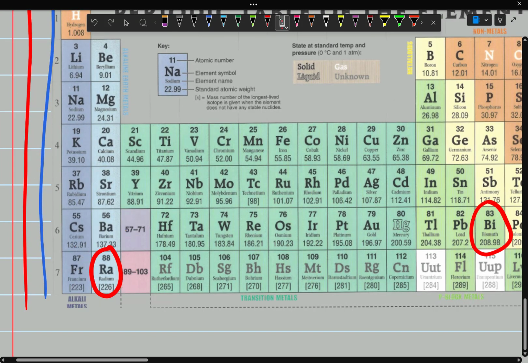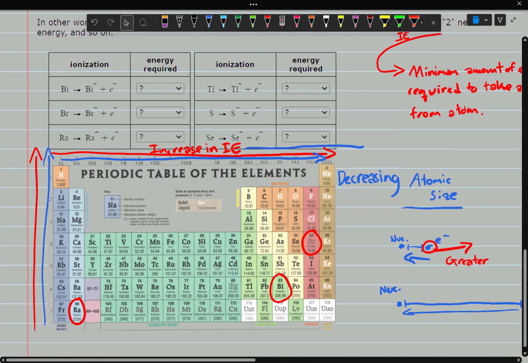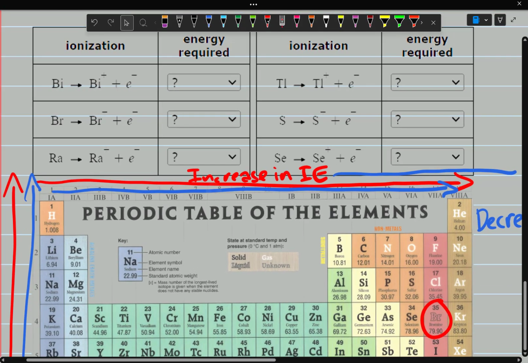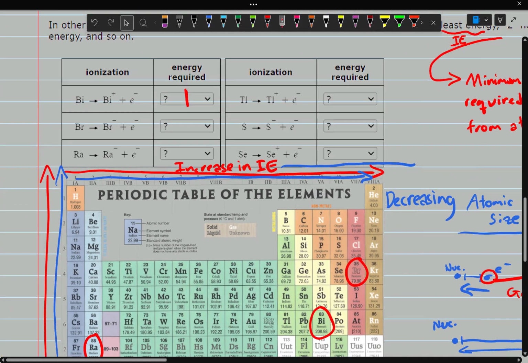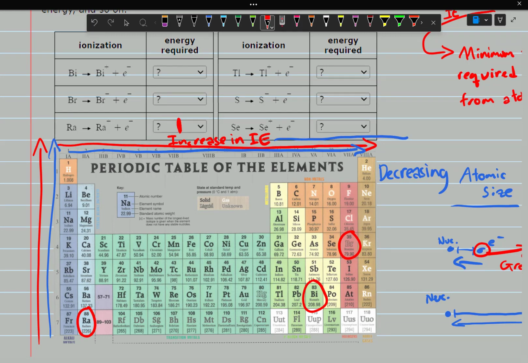Radium is also going to have a very large atomic size. It's one of the largest atoms on the periodic table. And so it is going to have a low ionization energy. Oops, that's not radium. This is radium. Let me do this in another color. How about orange? There we go. Radium. So this is number 1.